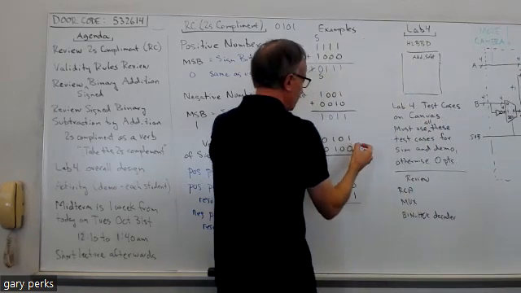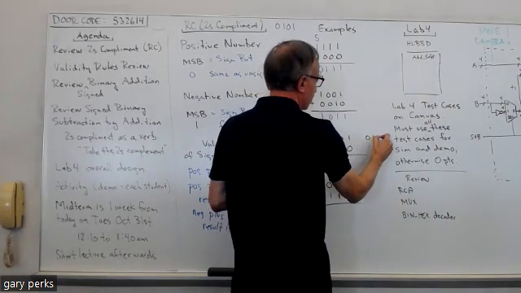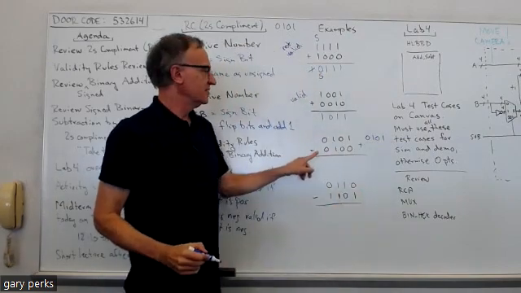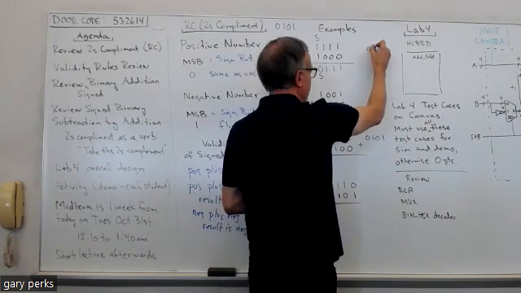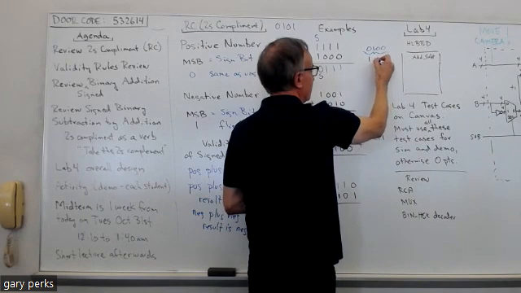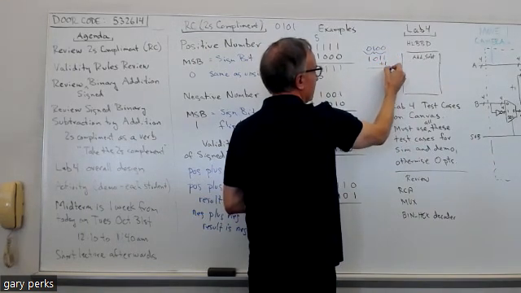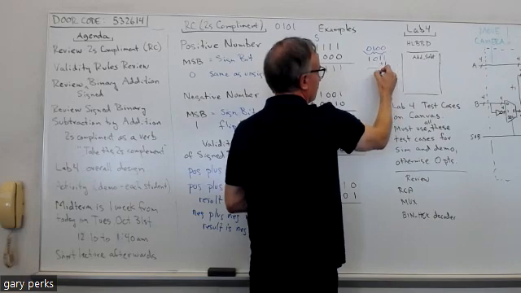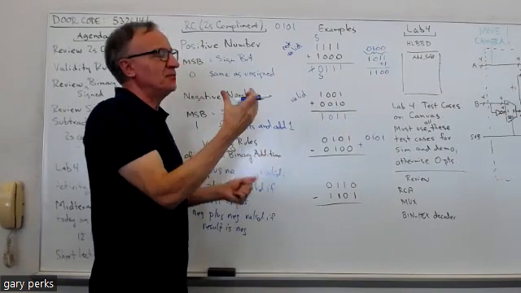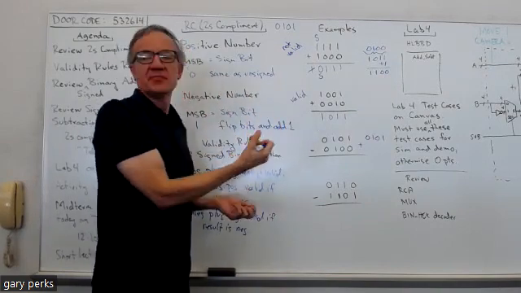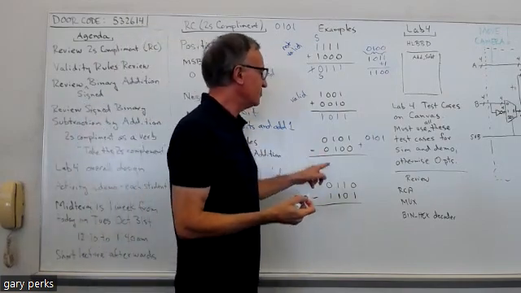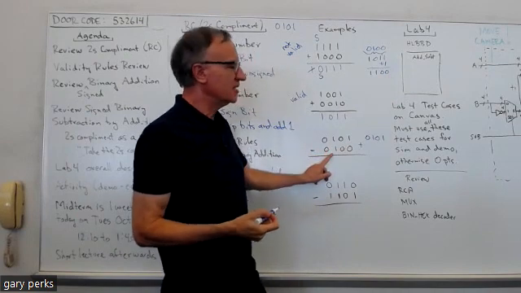So here, we just write down the first number as is. But then we add it to the two's complement of this. So I take 0, 1, 0, 0. I flip it, 1, 0, 1, 1. I add 1, 1, 1, 0, 0. Again, just to prove that when you take the two's complement of a two's complement binary number, it negates it, let's convert these to base 10. What's 0, 1, 0, 0 in base 10?